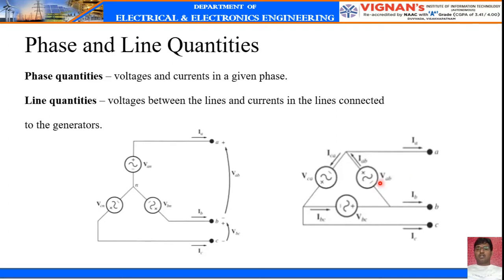So clear? Is it clear? So here in this delta connection, the line voltage and phase voltages are equal. However, the line currents and the phase currents are not equal. Here you can see the current flowing through this phase is IAB, the current flowing through this phase is ICA, the current flowing through this phase is IBC, whereas the current flowing through the lines is IA, IB, IC. So line currents and the phase currents are not equal in delta. However, the line voltages and phase voltages are equal.